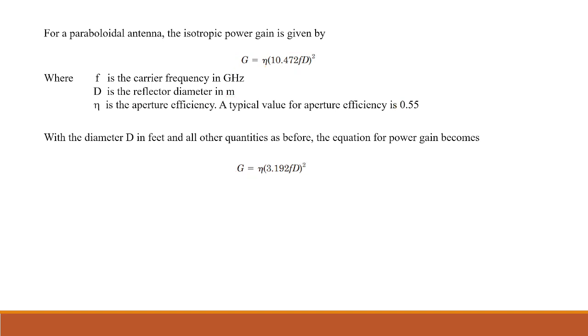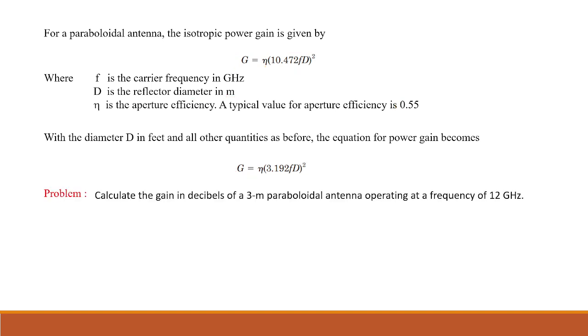Now let us consider a problem. They ask us to find the gain in decibels of a 3-meter paraboloidal antenna. The operating frequency is 12 gigahertz. They gave a paraboloidal antenna with diameter D equal to 3 meters, and operating frequency F equal to 12 gigahertz. Two values they gave, right? They ask us to find the gain of the antenna.